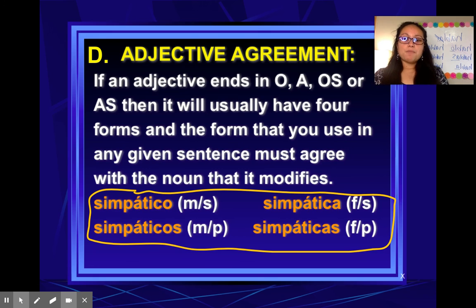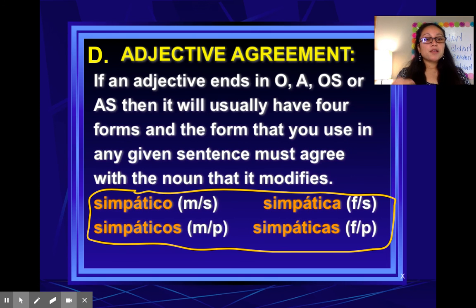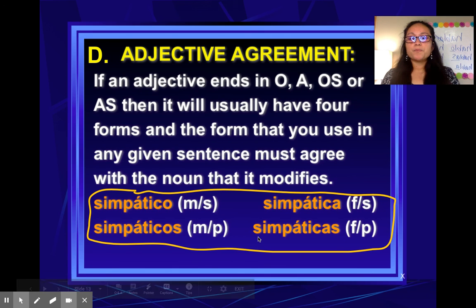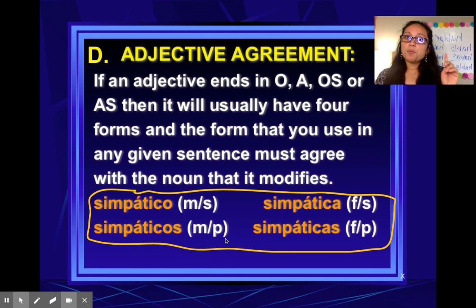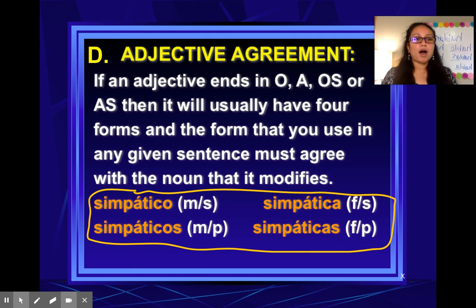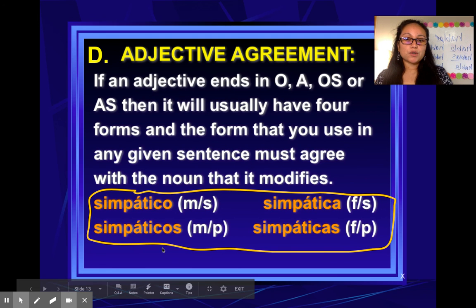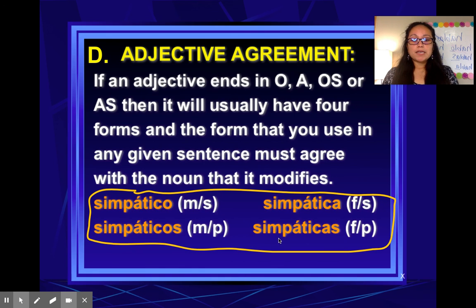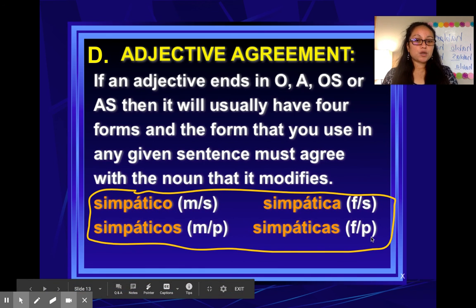Remember, Spanish can be masculine singular, masculine plural, feminine singular, or feminine plural. So what I would do is just write what I have within the circle so you know how it changes. Simpático is male singular. Simpáticos, male plural. But remember, if you're talking about a boy and a girl, it will take the masculine form, simpáticos. So let's say you're talking about Elsa y Bob. Son simpáticos, okay? Simpática is feminine singular. Simpáticas is feminine plural.